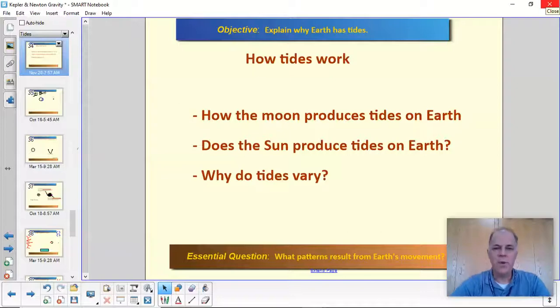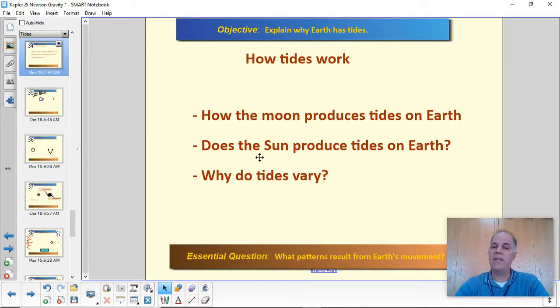Hey guys, today we're going to learn about tides and how tides work, because this is a unit on gravity and astronomical principles. And as you probably know, tides are driven by gravity. So today we're going to look at how the moon produces tides on Earth, what the actual mechanism is that makes the moon produce tides.